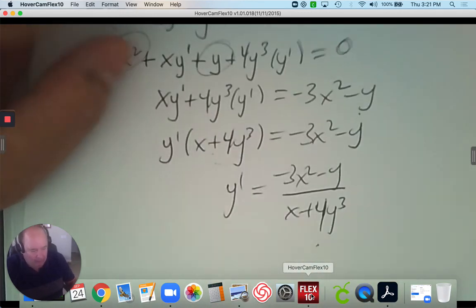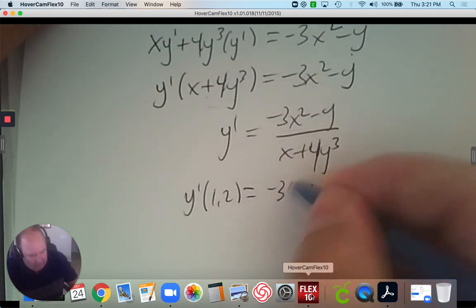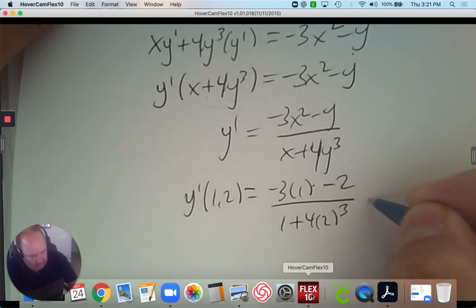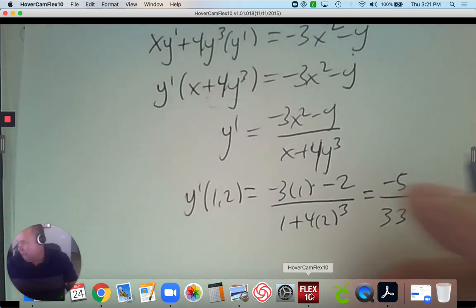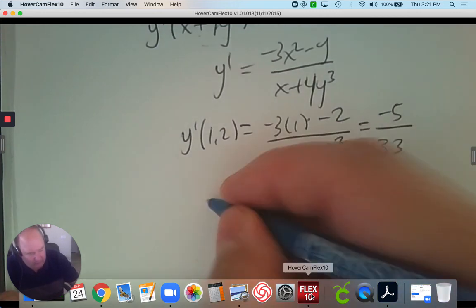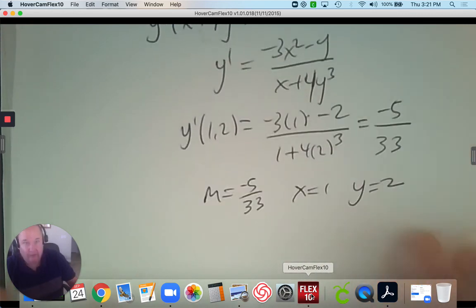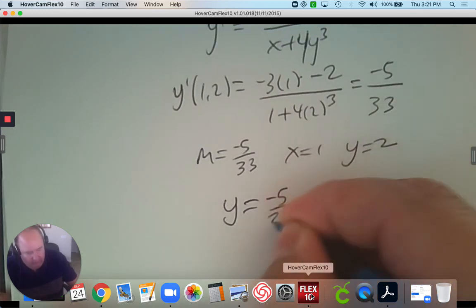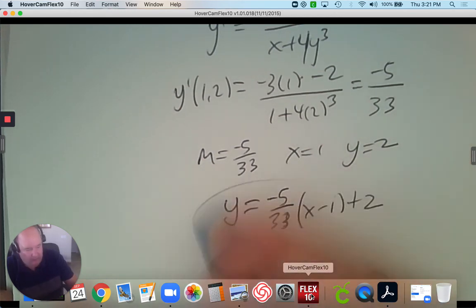Now, I have a point, so I want to find the derivative at that point, (1, 2). So where there's an x, plug in 1. And where there's a y, plug in 2. So that's negative 5. This is what, 33? So it's negative 5 over 33. Now put it all together. So there's the slope, negative 5 over 33. x is 1, y is 2. So that's the information I need. So the equation of the tangent line is negative 5 over 33 times x minus 1, plus 2. So there's the equation of the tangent line.